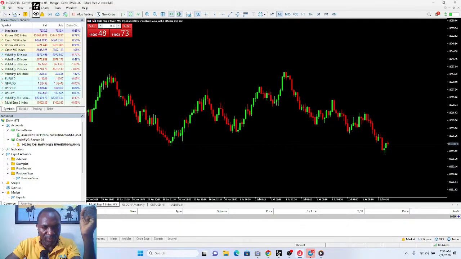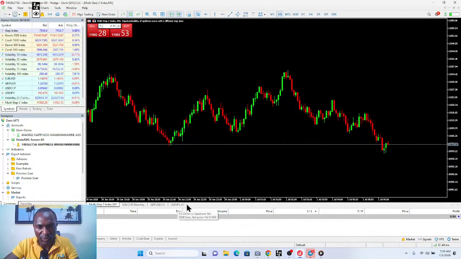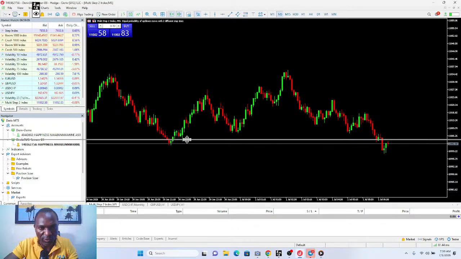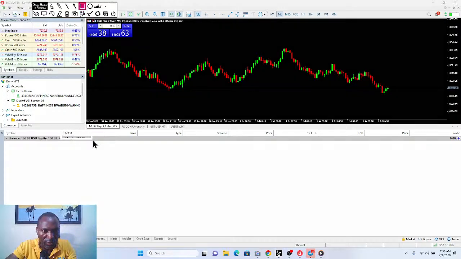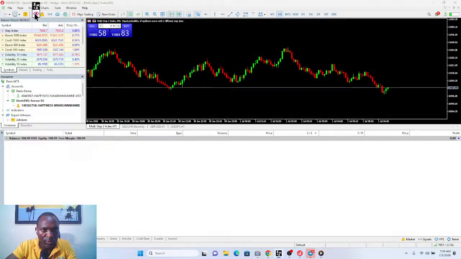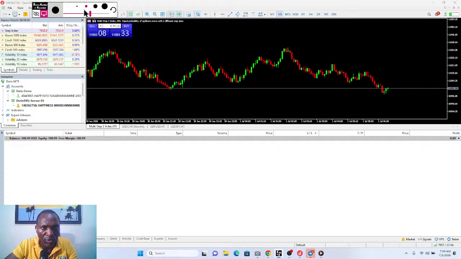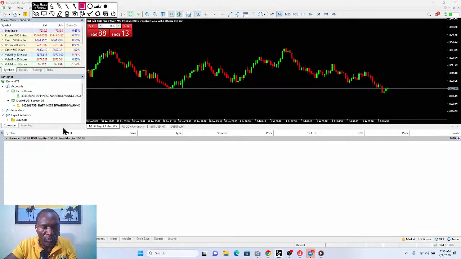Now, the first thing is the account. Let me see if I can zoom it very well because it's a live trade, so that everybody can see the account we are trading with. This is the account we are trading with. Let me change the color so that it gets to... Okay. So this is the account we are trading with.